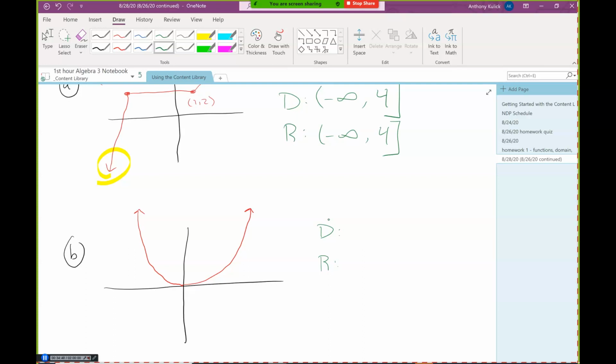Okay, so the domain here, we're going to worry about the leftmost point, which would be the left arrow, right? So it's going to be negative infinity. And the rightmost point? Positive infinity. Good.